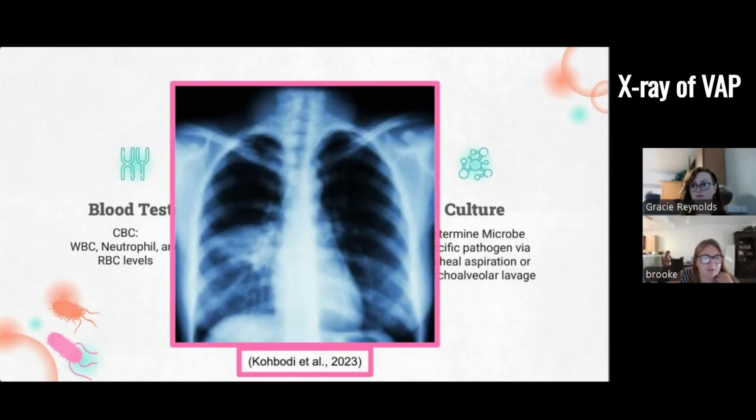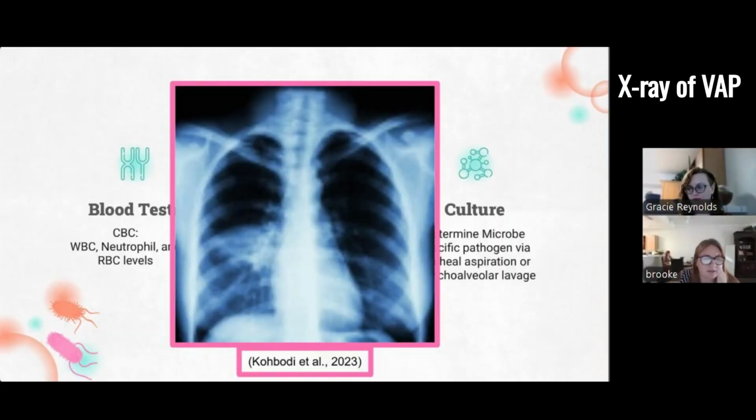For proper diagnosis of VAP, a chest X-ray or CT scan of the chest is often performed. A CT scan is more specific in differentiating pneumonia from other lung disorders. Cultures can also be performed for microbe-specific determination. Typically, for mechanically ventilated patients, this would be done via tracheal aspiration or bronchoalveolar lavage. The bronchoalveolar lavage is more effective because it is less likely to be contaminated from upper airway secretions.